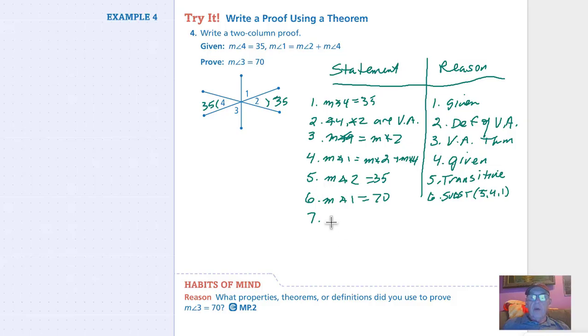Now let's note that angle 1 and angle 3 are vertical angles. Angle 1, angle 3 are vertical angles. That's the definition of vertical angles. And since those are vertical angles, they must be equal to each other. So the measure of angle 1 equals the measure of angle 3. That's our vertical angles theorem.